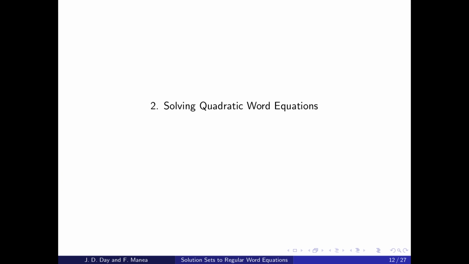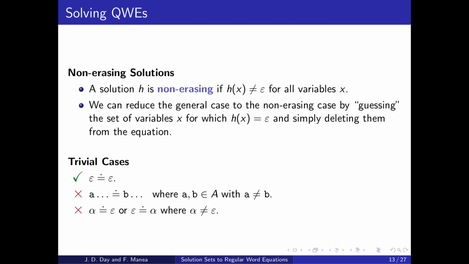And we do this using an algorithm which works for quadratic word equations. It's a folklore algorithm for solving quadratic word equations, which can be used to produce a graph which represents the full solution set in a finite way. So in order to solve quadratic word equations, we first take the step of reducing to non-erasing solutions. We say that a solution is non-erasing if the variables are not mapped to the empty word at all. And we can reduce to the non-erasing case by simply guessing which variables should be mapped to the empty word and just erasing them from the equation in advance.